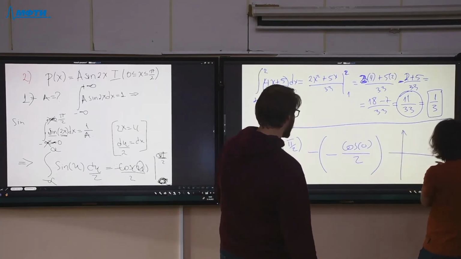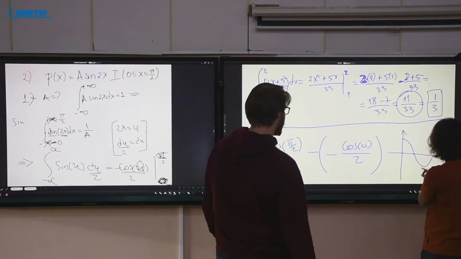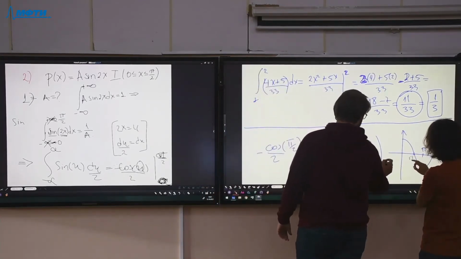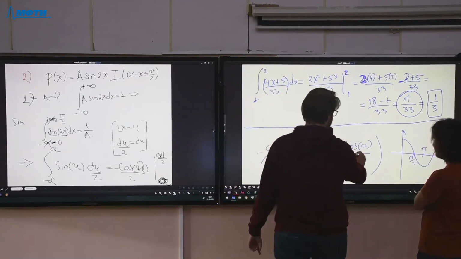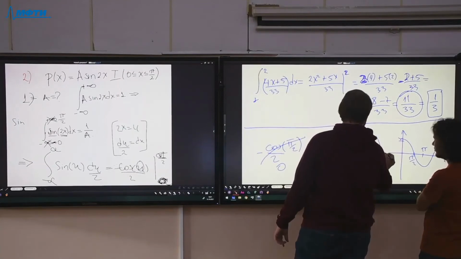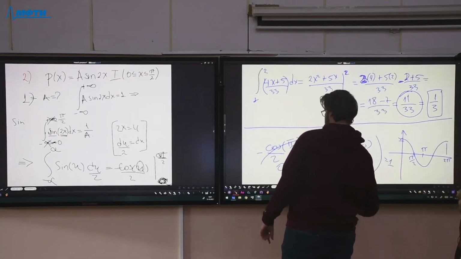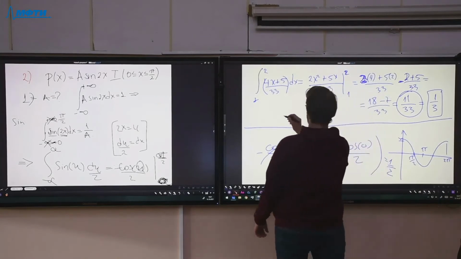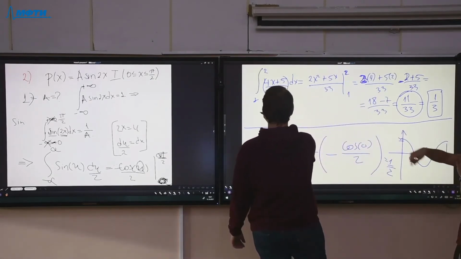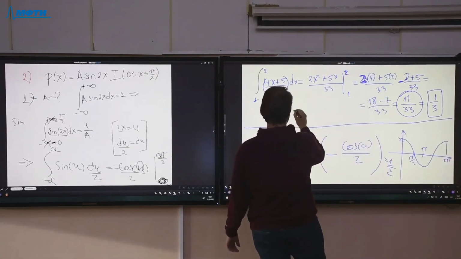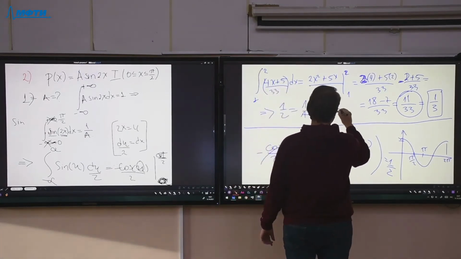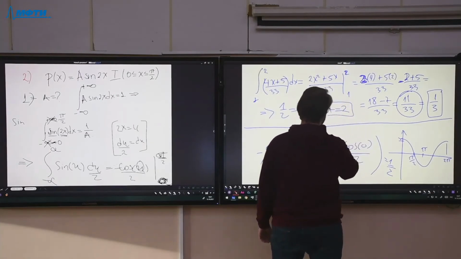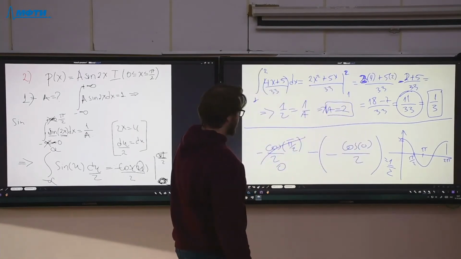You have to think about the graph. The cosine is something like this. Here we have pi, here we have 2 pi, so here we have pi over 2. So it's 0. This one you can just cross out, 0. And cos of 0 is going to be 1. So the answer is going to be 1 over 2. So 1 will equal 1 over a, such that a equals 2. So we found that a is 2.